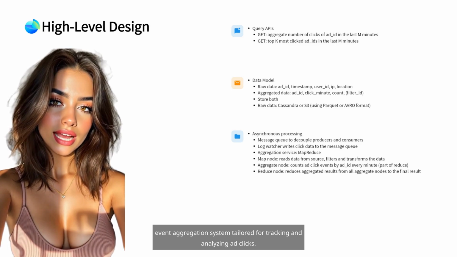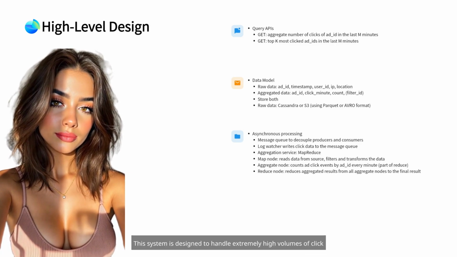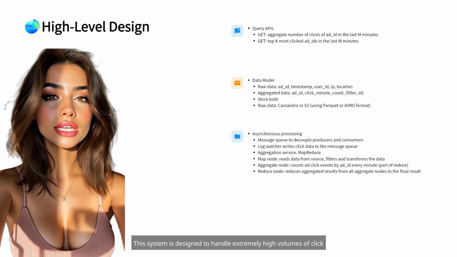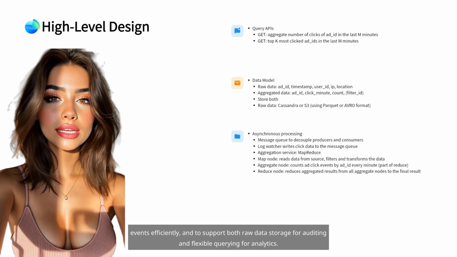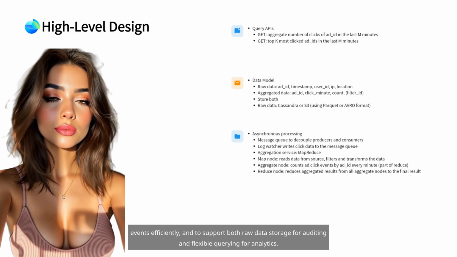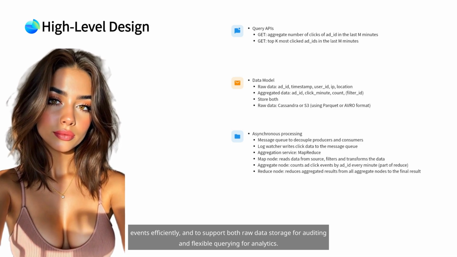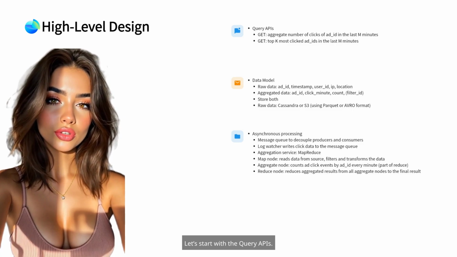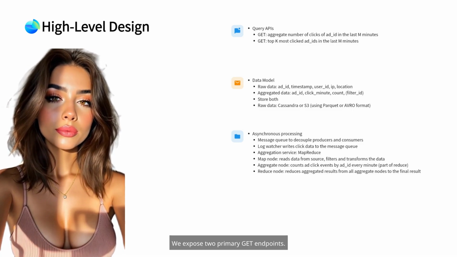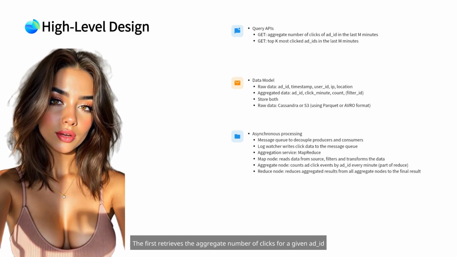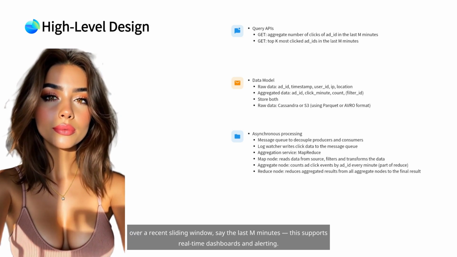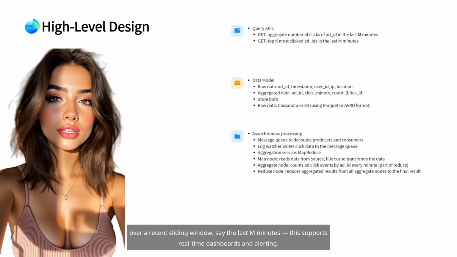In this slide, we present the high-level architecture for a real-time event aggregation system tailored for tracking and analyzing ad clicks. This system is designed to handle extremely high volumes of click events efficiently and to support both raw data storage for auditing and flexible querying for analytics. Let's start with the query APIs. We expose two primary GET endpoints. The first retrieves the aggregate number of clicks for a given ad ID over a recent sliding window, say the last M minutes. This supports real-time dashboards and alerting.